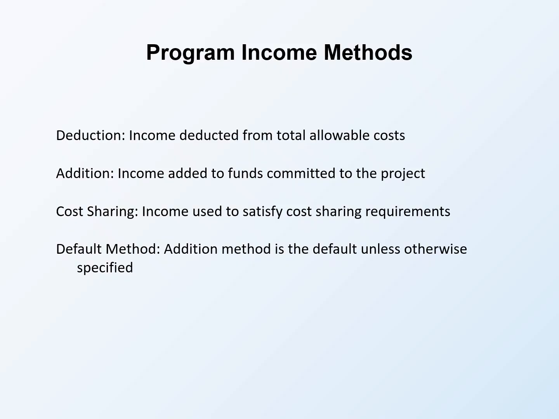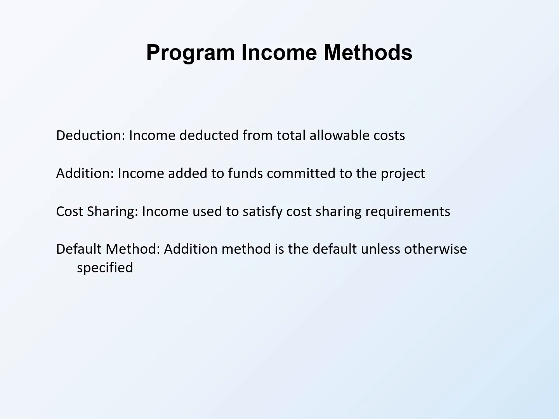The addition method adds program income to the funds committed to the project. The income supplements your federal funds, allowing you to accomplish more than the original award would support. If you generate program income, you have additional resources for project activities beyond your original budget.